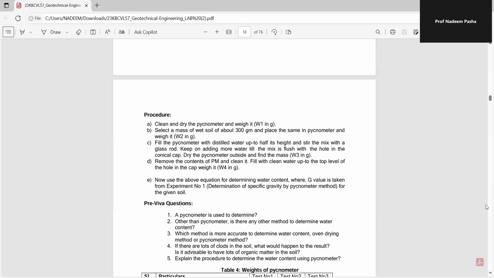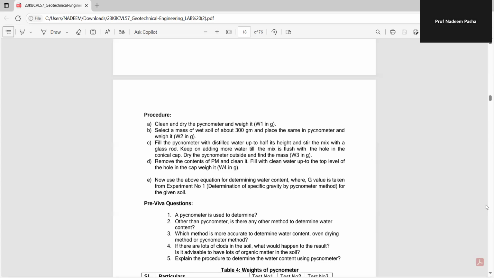Now fill the pycnometer with distilled water up to half its length and stir the mix with a glass rod. Keep on adding more water till the mix is flush with the hole in the conical cap. Dry the pycnometer outside and find the mass W3 gram. So W1 is the empty weight of pycnometer, W2 is 300 gram of wet soil plus pycnometer, and W3 is pycnometer with water and with soil.